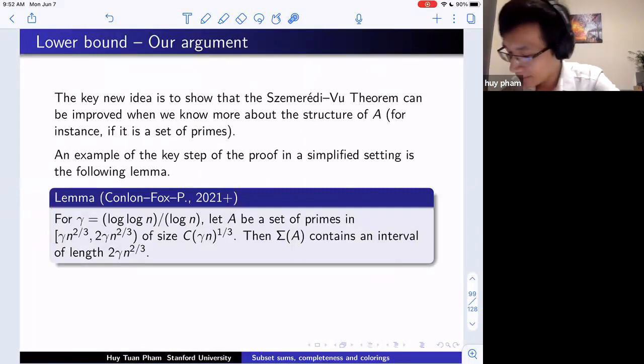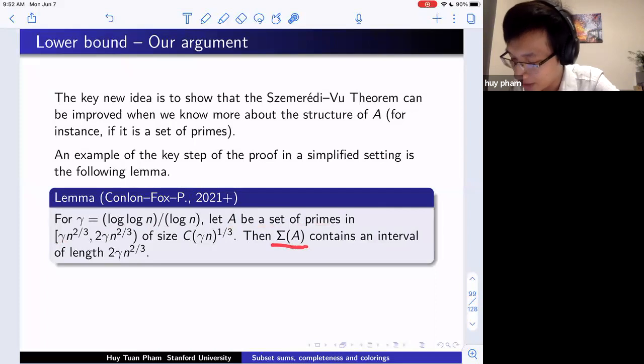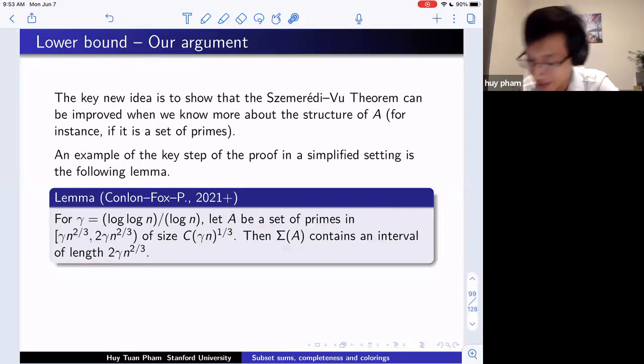It roughly says that if A is a set of primes in this dyadic interval, and it has this size, where gamma is roughly on the order of 1 over log n, so it's log n over log n, then if we know the extra condition that A is a set of primes, we can show that sigma of A contains an interval of length 2 gamma times n to the 2/3.